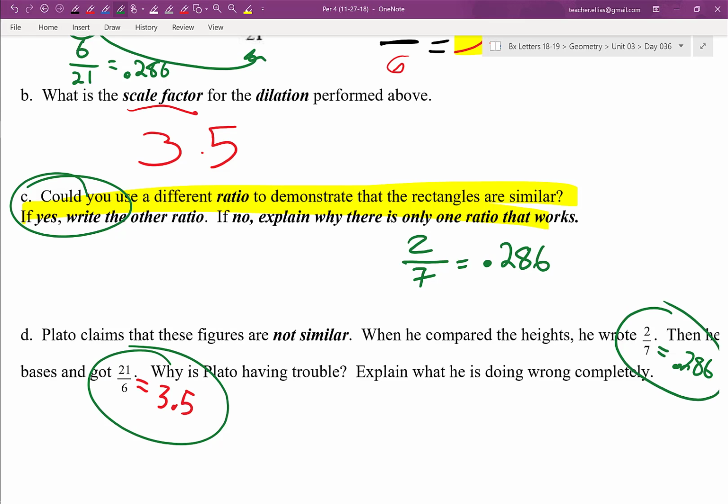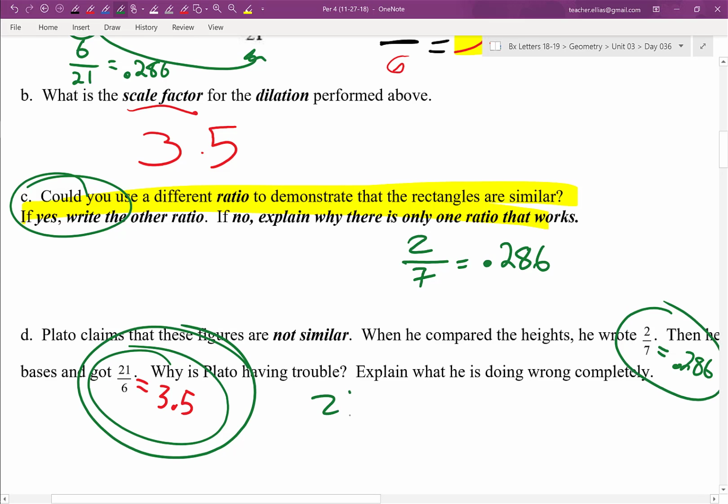Yeah, and we'll frame it this way. I'll tell you what. If Plato says, "Look, I've got this fraction, 21 over 6. What does that have to equal? What's the other ratio need to be?" 3.5. But what's it got to be? Yeah, it's supposed to be 7 over 2. So what is he doing wrong when he writes 2 over 7? Yeah, he flipped it.